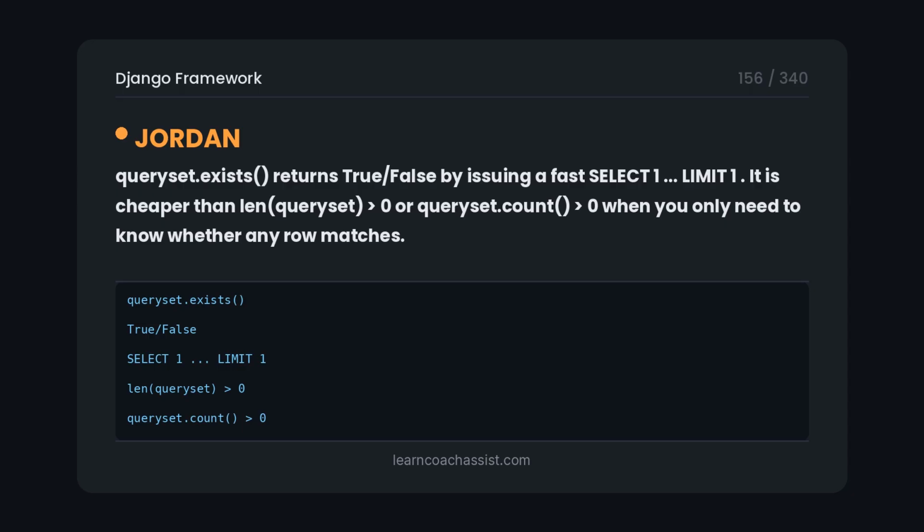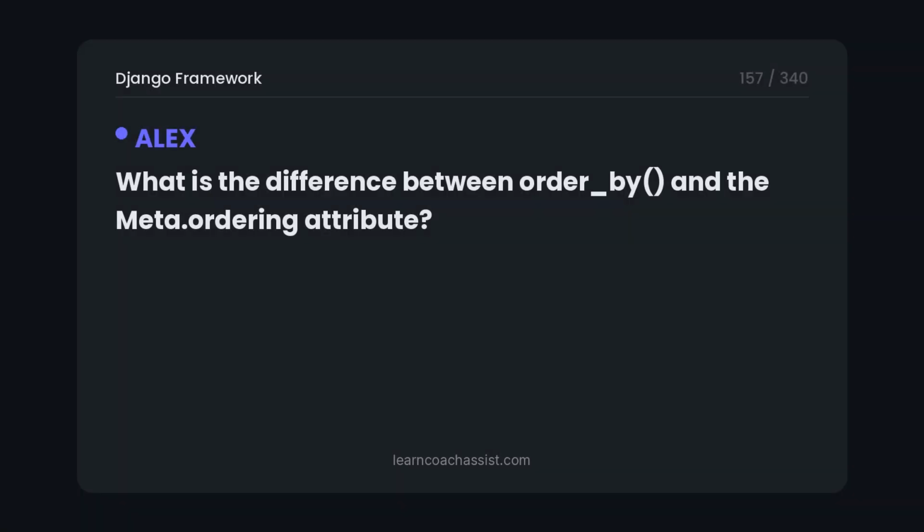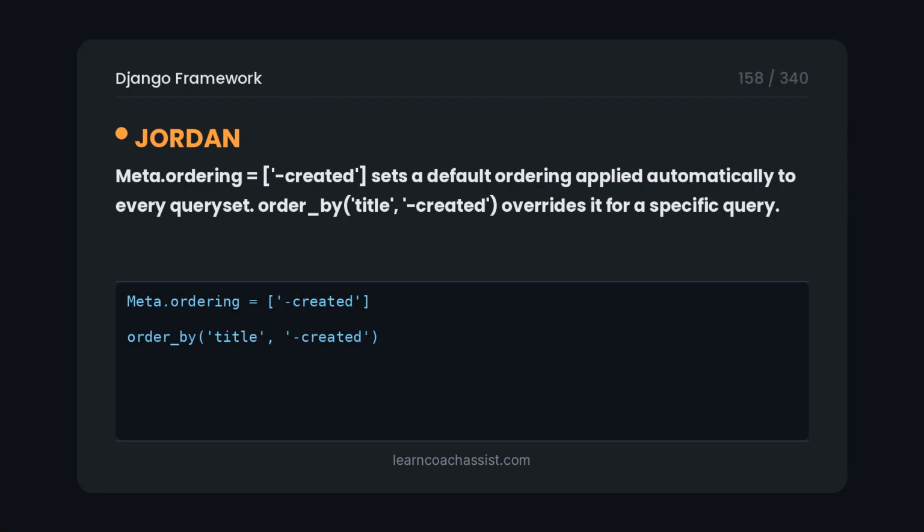What is the difference between order_by and the Meta.ordering attribute? Meta.ordering = ["-created"] sets a default ordering applied automatically to every queryset.